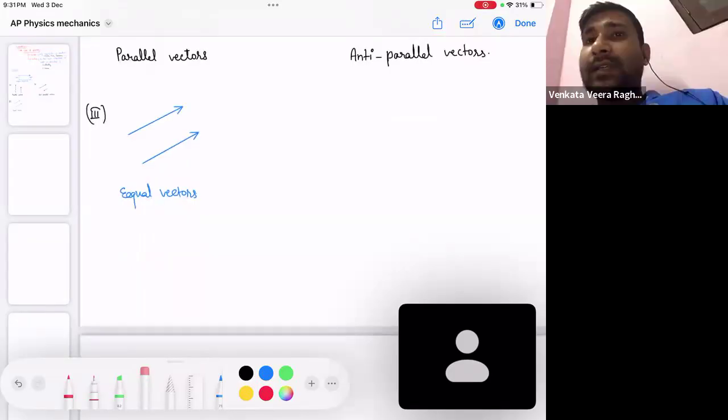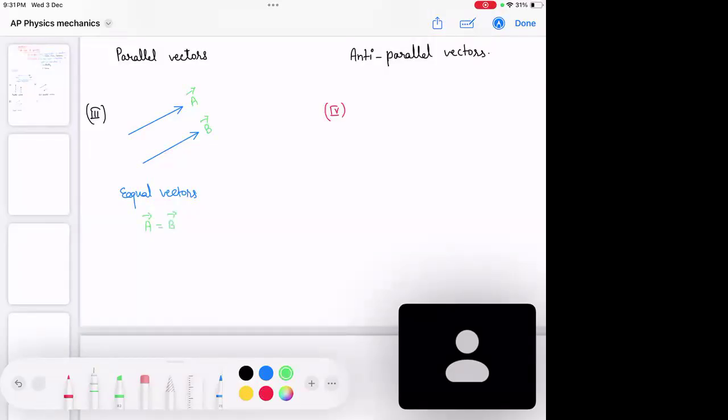Now tell me, the fourth one, I'm going to draw it for you, and you tell me what these two represent. So these two vectors are equal vectors. So if this is vector A and the other is vector B, can I write vector A is equal to vector B? Yes, sir.